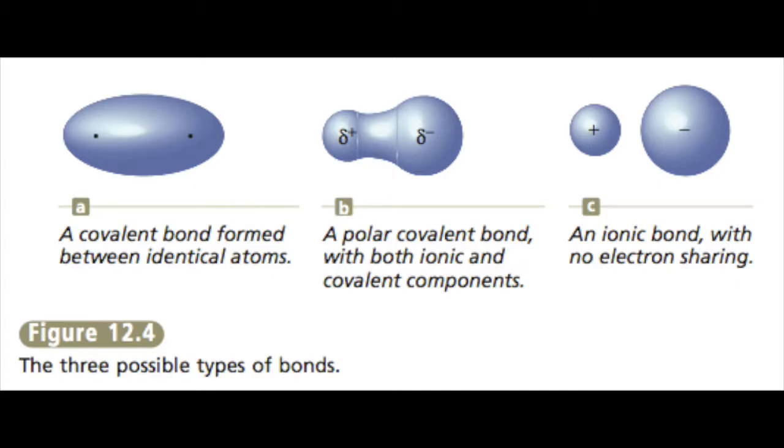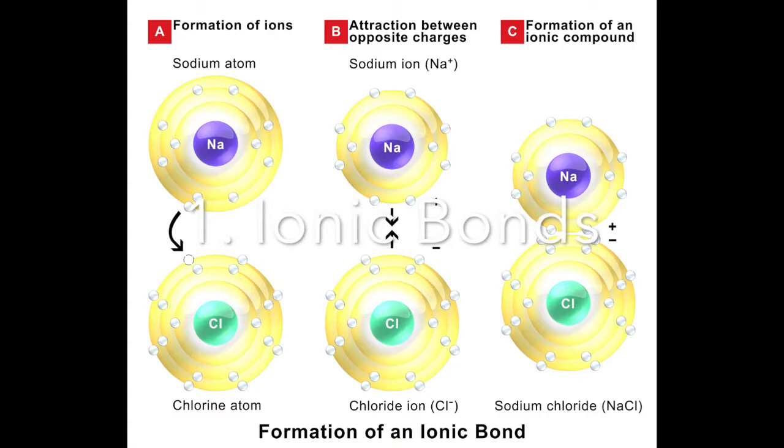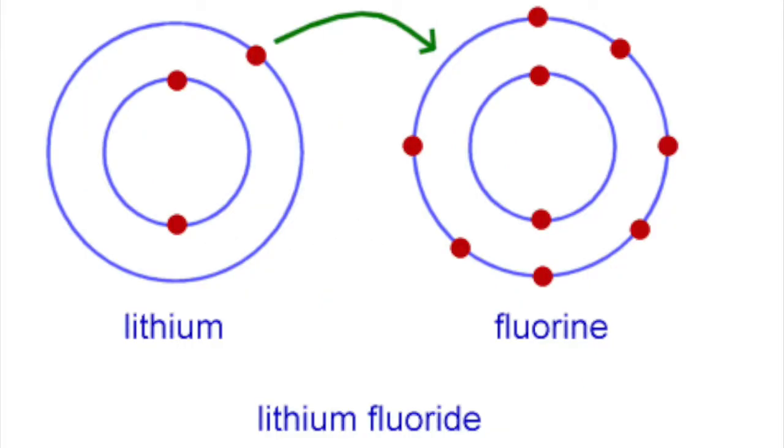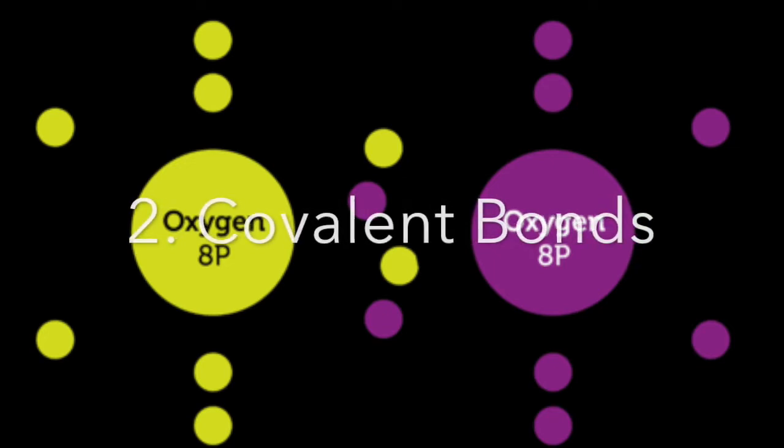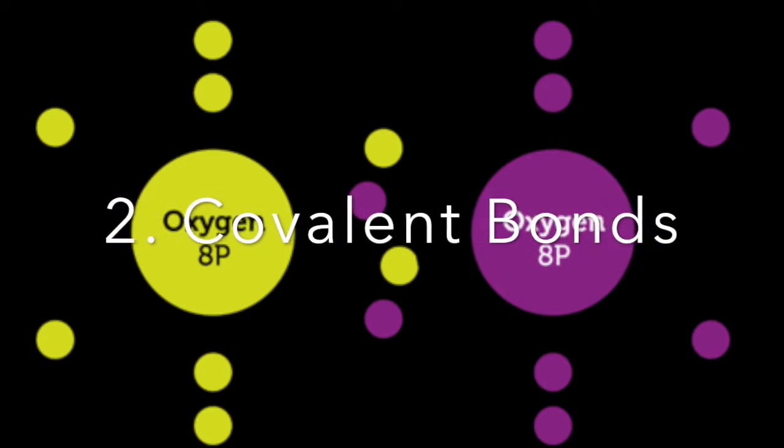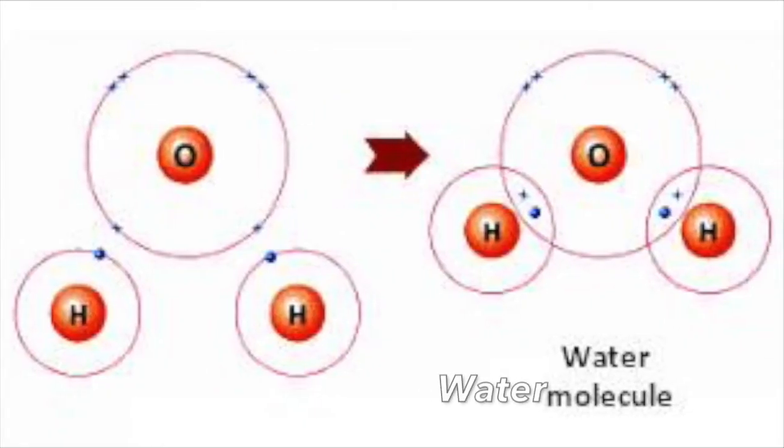There are three main types of bonds in or between compounds: ionic, covalent, and hydrogen. Ionic bonding involves the transfer and receiving of electrons, creating ions. The opposite charges of the cation and anion attract each other, forming an ionic compound.